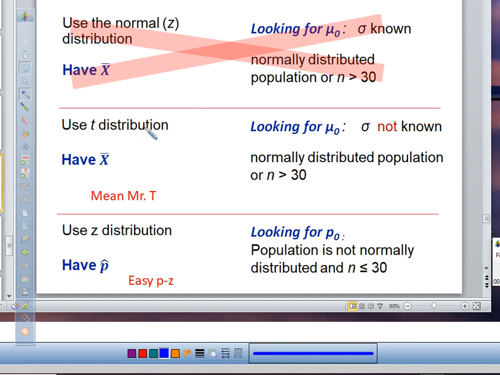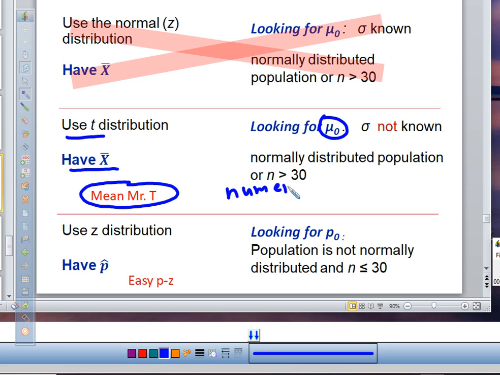So here's the thing about 7. If it's a t-table, then you're looking at mean Mr. T. That's when you use the t-distribution. When you have a mean, x bar, you're trying to find a mean, then mean Mr. T, you use a t-distribution. That's when your data is numbers. This is numerical data.